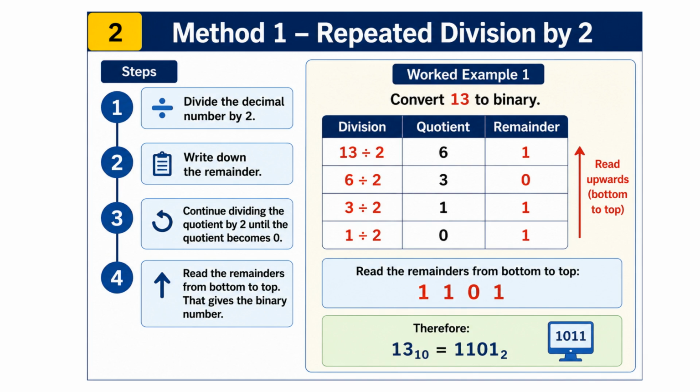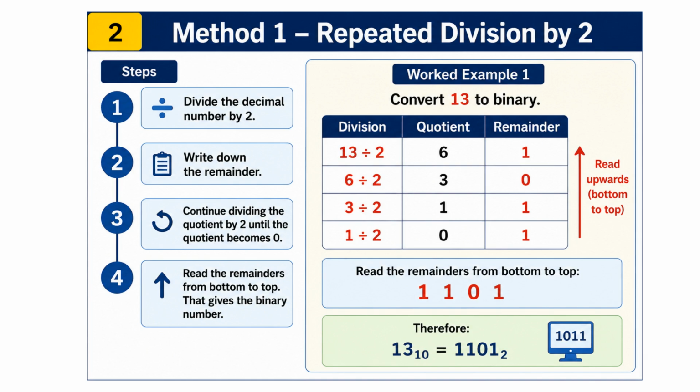Step 1. Divide the decimal number by 2. Step 2. Write down the remainder. The remainder will always be either 0 or 1. Step 3. Take the quotient and divide it by 2 again. Continue this process until the quotient becomes 0. Step 4. Finally, read all the remainders from bottom to top. That sequence of digits is the binary number.